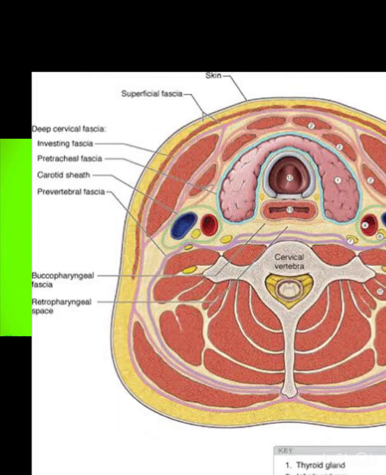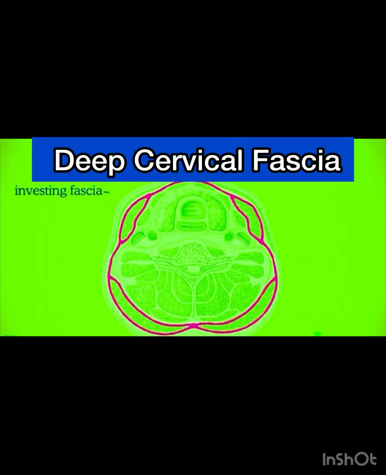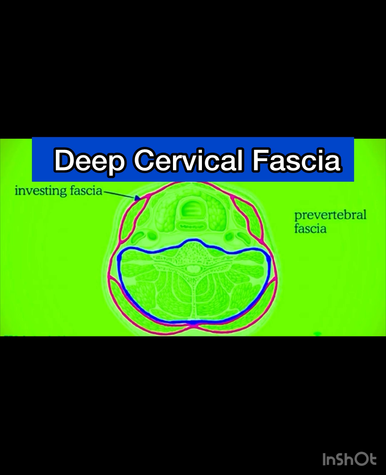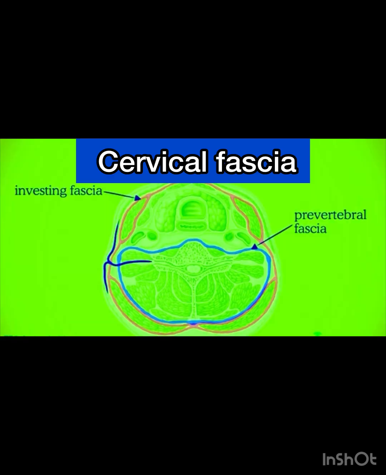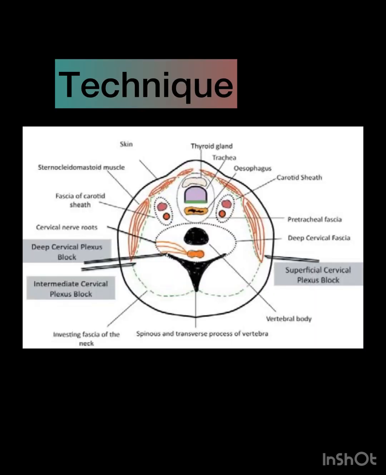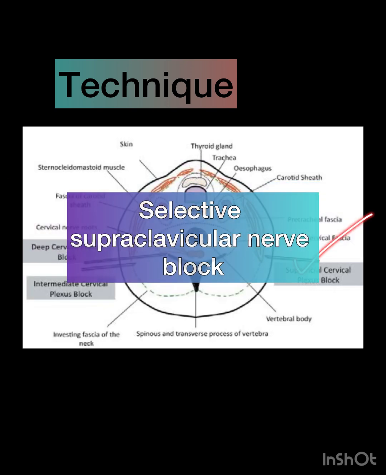Here we see the cross-section of a neck, showing superficial fascia and deep cervical fascia. Now the deep cervical fascia has two layers, investing fascia and the prevertebral fascia. And if we see the course, the cervical plexus originates deep and terminates in the subcutaneous tissue as the superficial cervical plexus, which is our point of concern, as I am going to use superficial cervical plexus block for clavicular surgery, aiming towards selective supraclavicular nerve block.